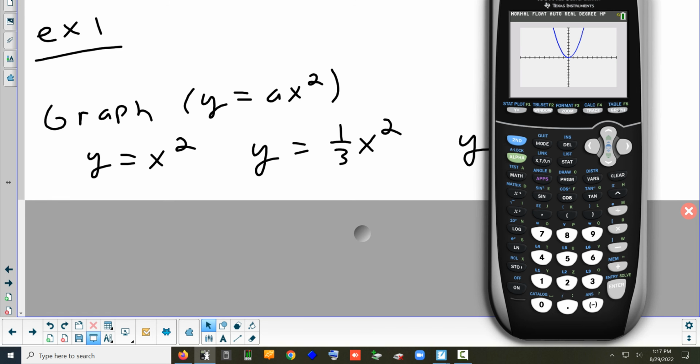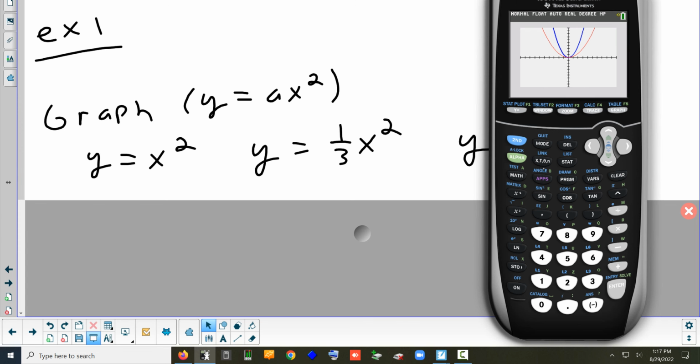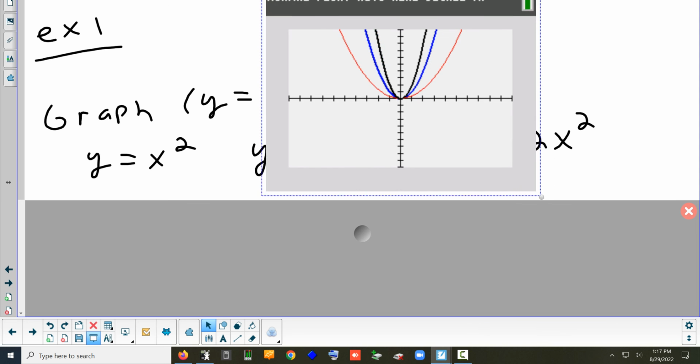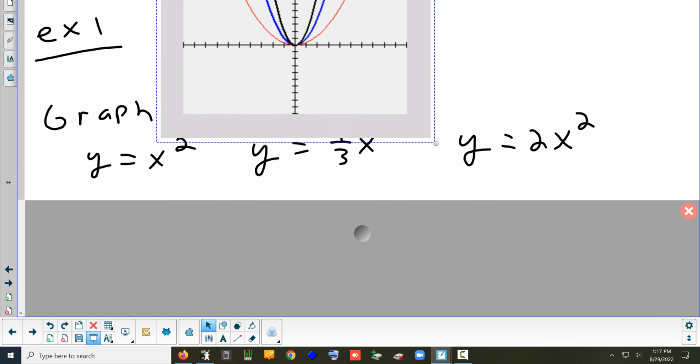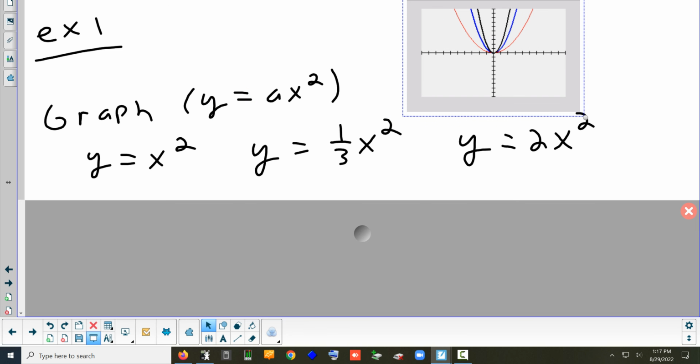There's your original. There is 1/3 x squared. And there's 2x squared. So what does the number in front of x squared cause the graph to do? Yeah? It changes the width of the parabola. Yeah, it ends up having an effect on the width.